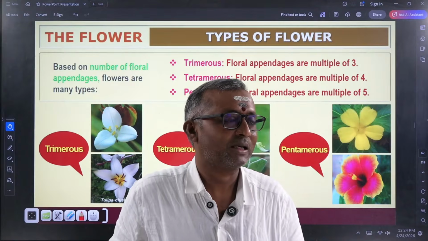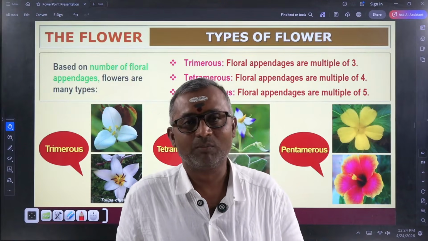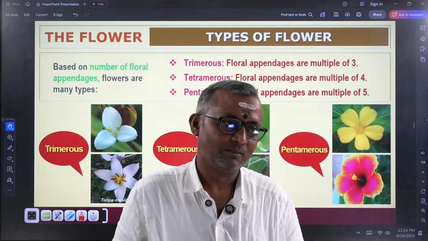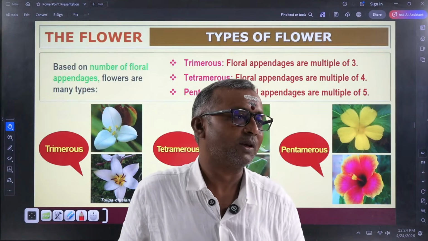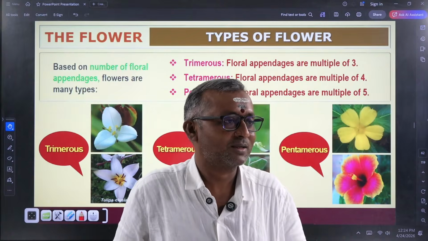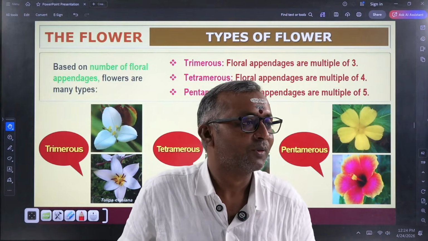Sir, examples for bracteate flowers. You can take example as bean. Bean is one example for bracteate flower. There are so many, just remember bean. Yeah, corolla attracts insects. You are right.